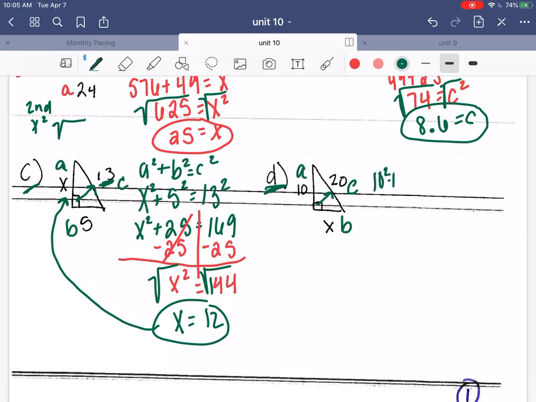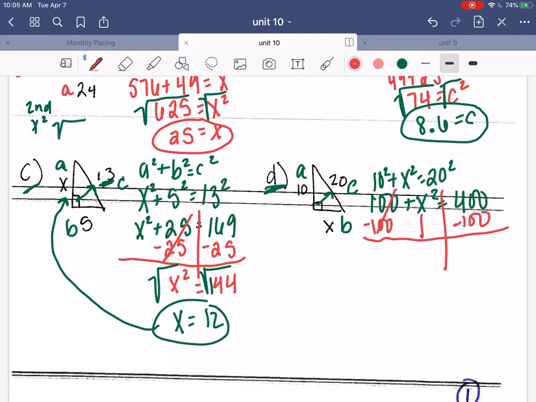D, 10 squared plus x squared equals 20 squared. 10 squared is 100 plus x squared. 20 squared is 400. And then you're going to take away 100. Move it to the other side by subtracting. Bring x squared down is equal to 300. We're not done until x is alone. It's not alone if there's a squared with it.